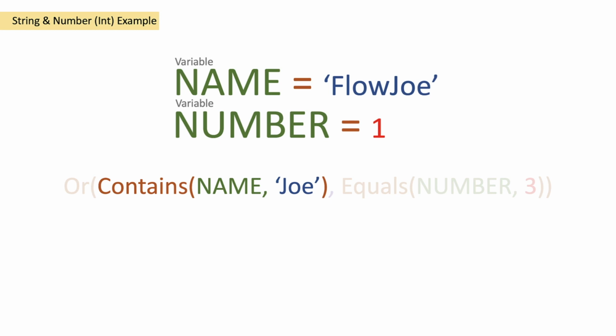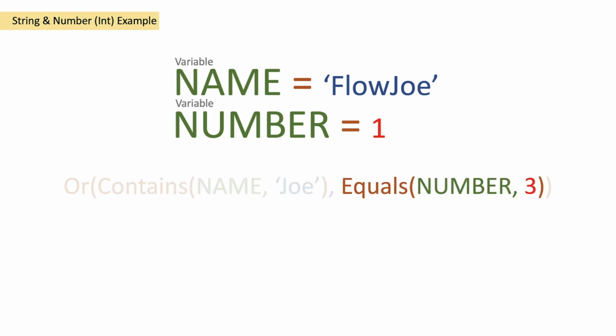So contains allows you to pass in a string, for example, and then you can pass in a second parameter such as Joe, and you can actually see if the first one contains the second. So in this instance, we're checking to see if FloJoe contains Joe. And then in the equals function, we are passing in the variable of number, which would be 1, and we're seeing if it equals to 3. So you can actually pass two parameters in. The second one gets compared to the first, and if they are equal, we'll return a true result.